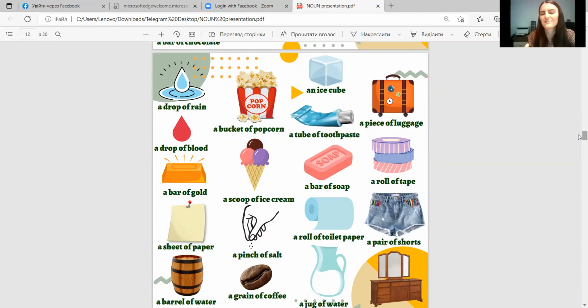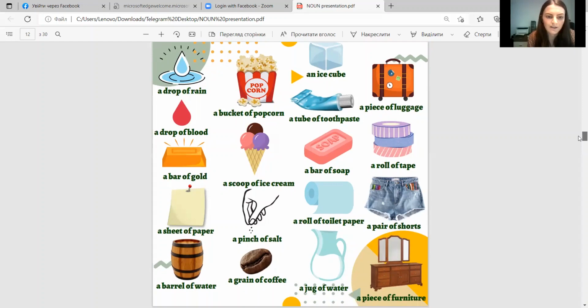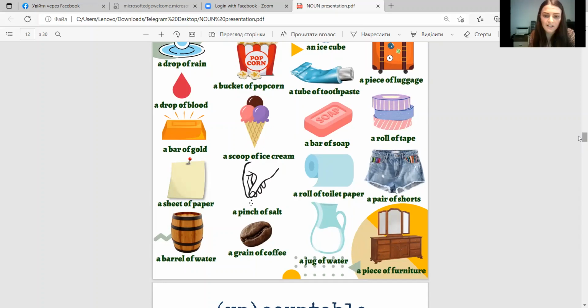Then a drop of blood, the same, крапля, bar, плитка, yeah, плитка золота here, a scoop, кулька, a bar, плитка мила, a tube, then a roll, what else, a sheet of paper, a pinch of salt, pinch, так, щипка, a roll of toilet paper, a pair of shorts. With garments, we usually use the word a pair, or actually the nouns, which, like, have a pair, yeah, I mean, trousers, shorts, scissors, we use this word a pair of, then a barrel, бочка, grain, зерно, then зернятко, jug, glass, and a piece of furniture, again, якась мебель, так, частинка мебель. All right.